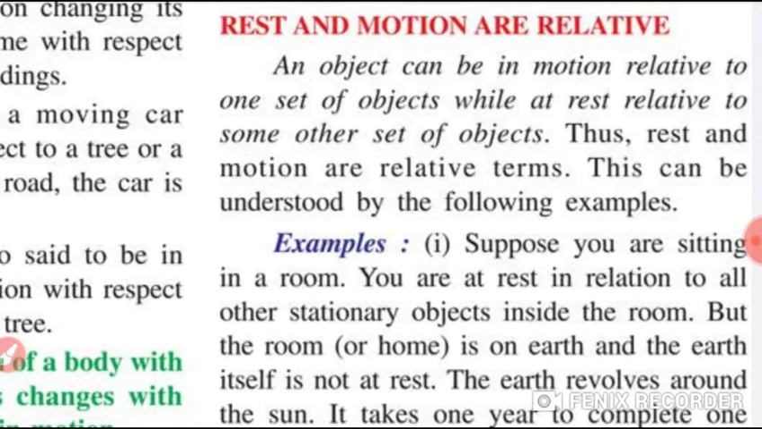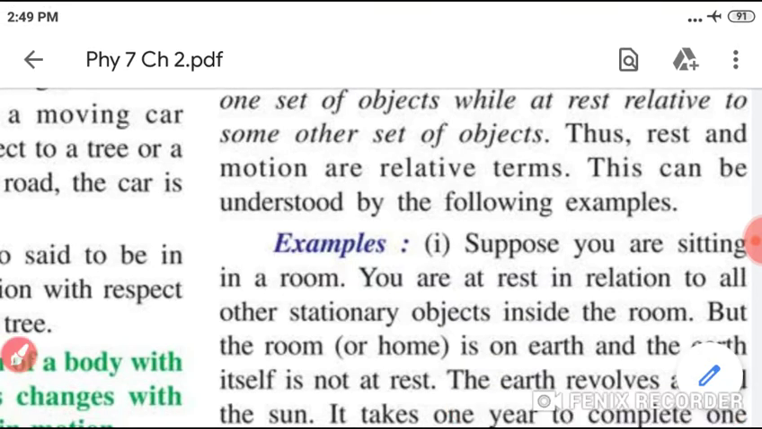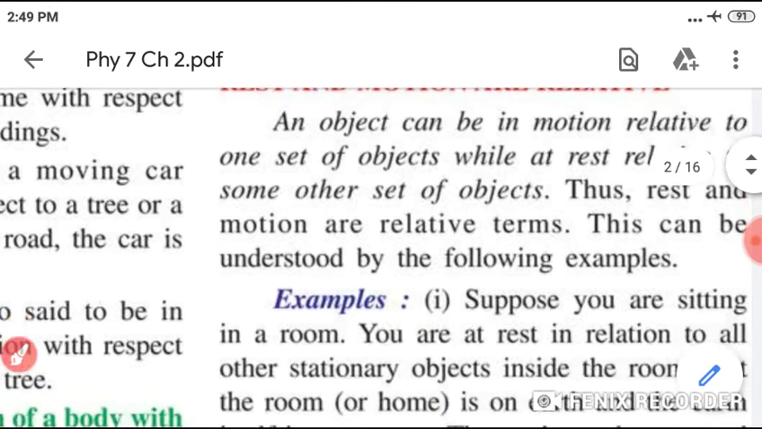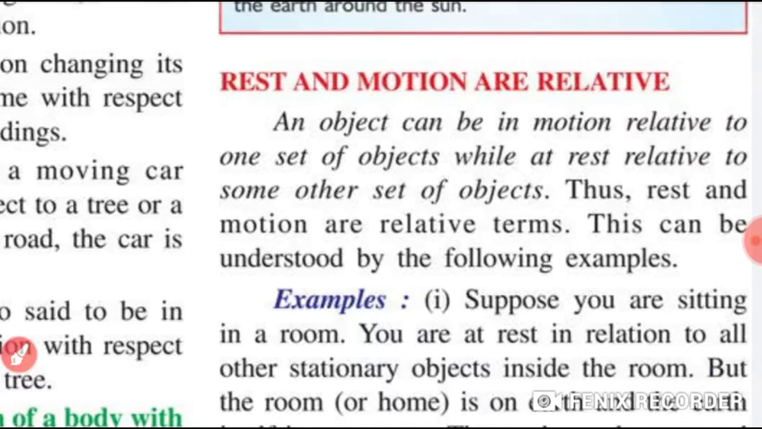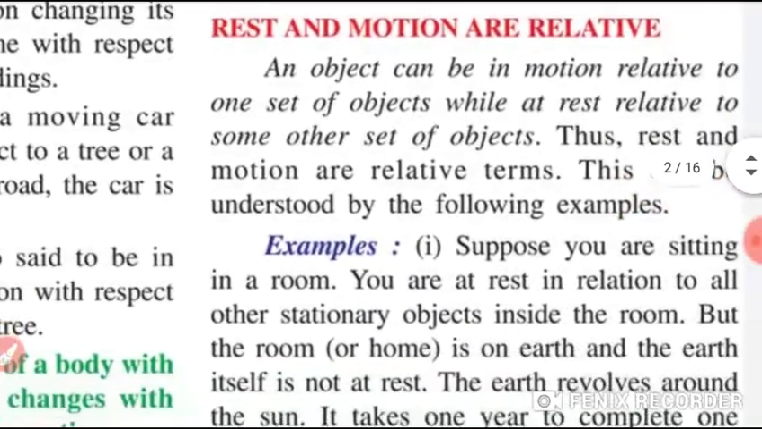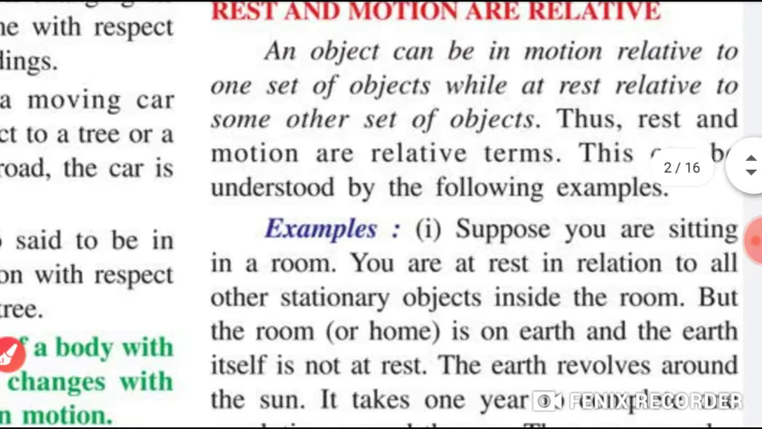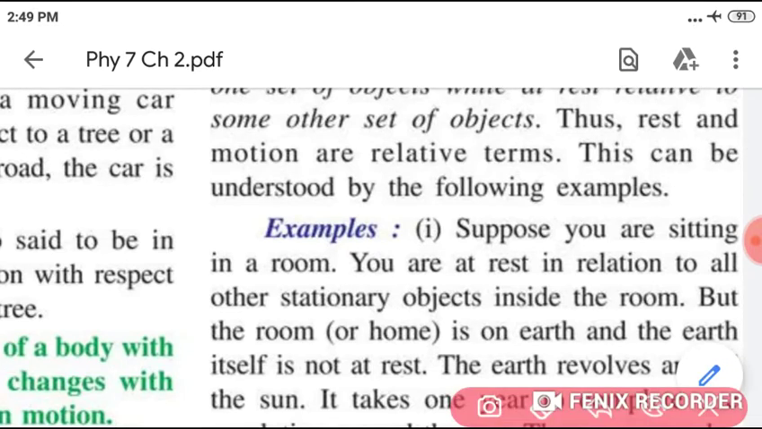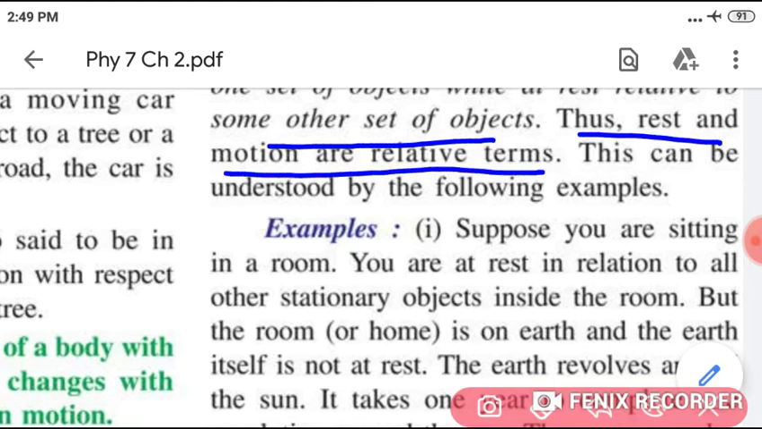Listen, students. An object can be in motion relative to one set of objects, while at rest relative to some other set of objects. Thus, rest and motion are relative terms. This can be understood by the following examples. Listen about the first example.